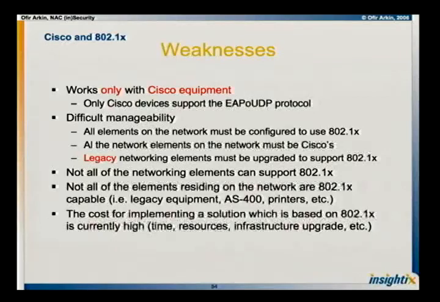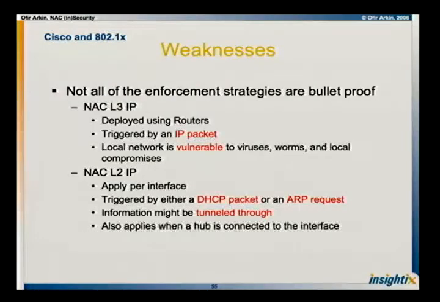If I do 802.1x, I should have the ability to do an exception for that particular element. And also, there's a cost for doing this. But the problem with Cisco is what network admission control capability you would like to have. If you deploy either NAC L3 IP or NAC L2 IP, then you have the ability to bypass these solutions.